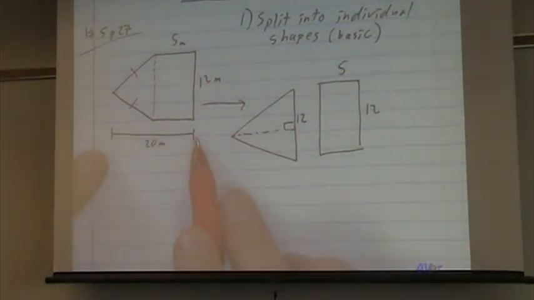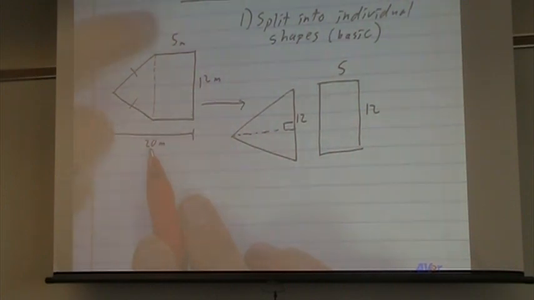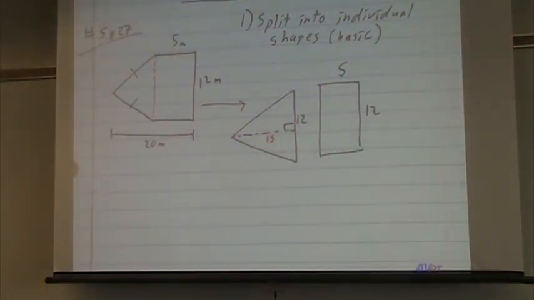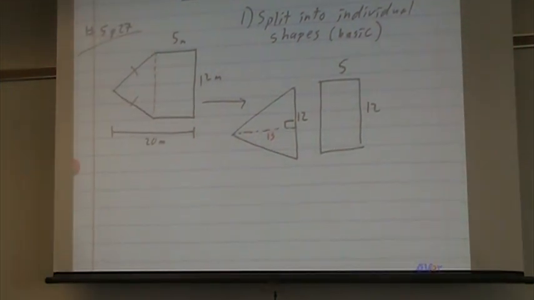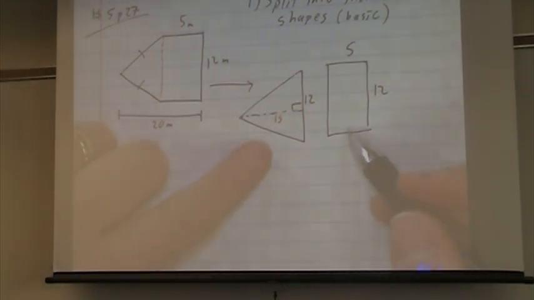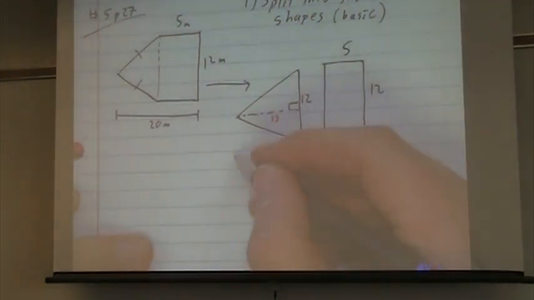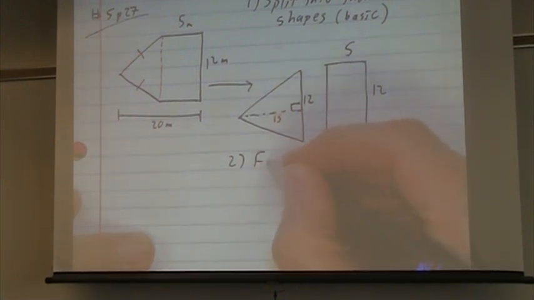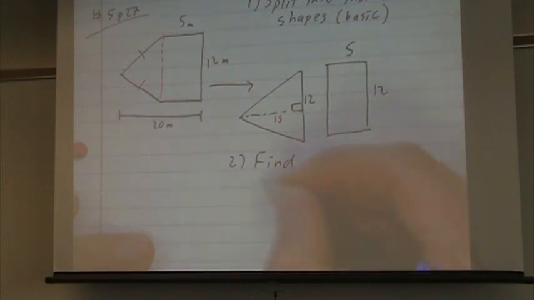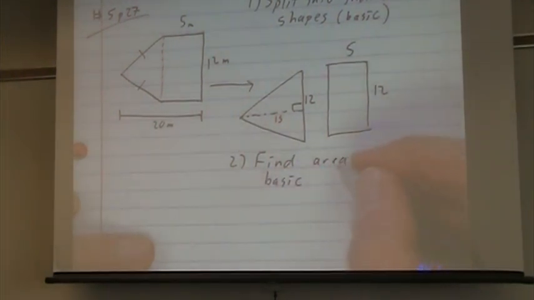Remember, this whole shape is 20 meters. We've used up 5 meters from here to here, so the leftover is going to be the height of the triangle. We can go 20 minus 5 to get our height, and that's a 15. So there are our big shapes split into two smaller shapes, and now we just got to find the two areas, and then we'll add them together at the end. So step 2 is now we're going to find the area of the basic shapes.